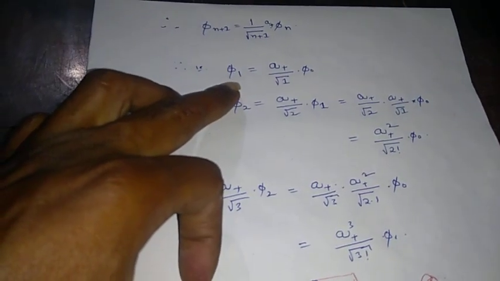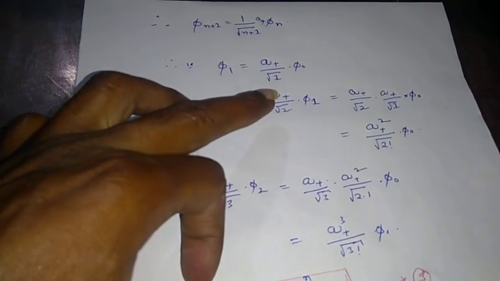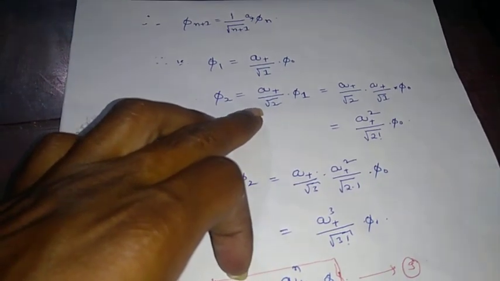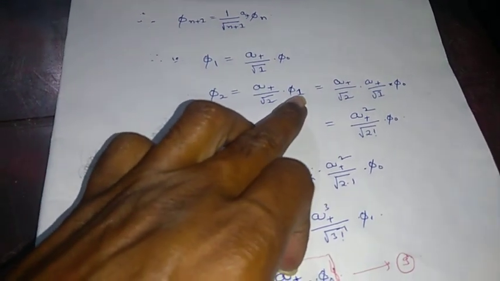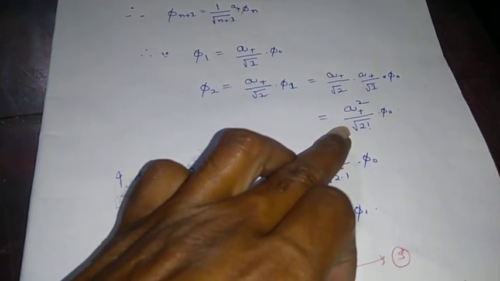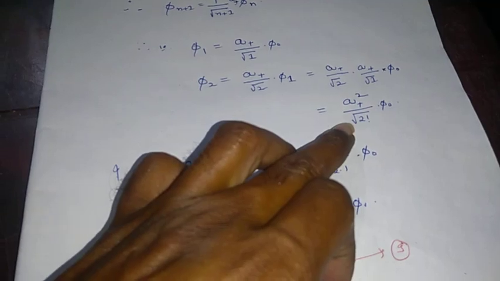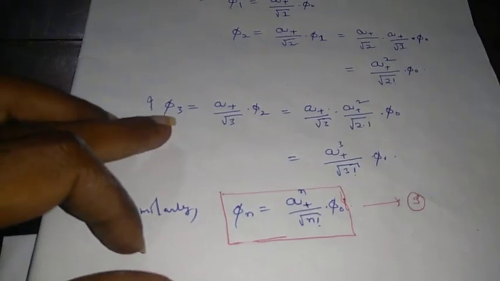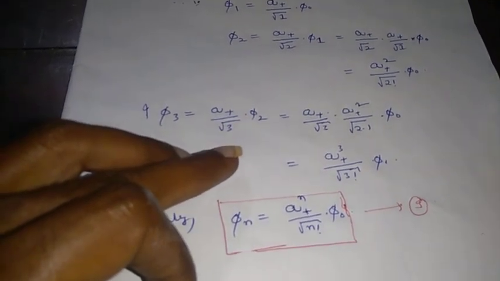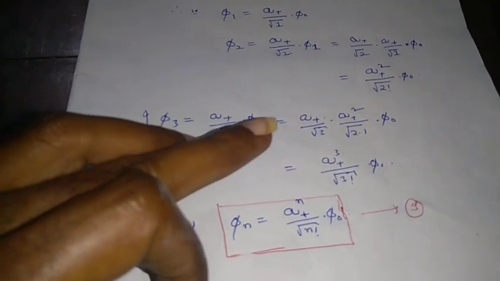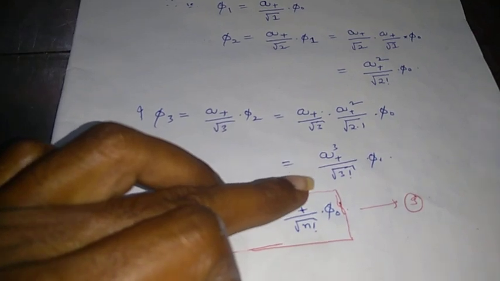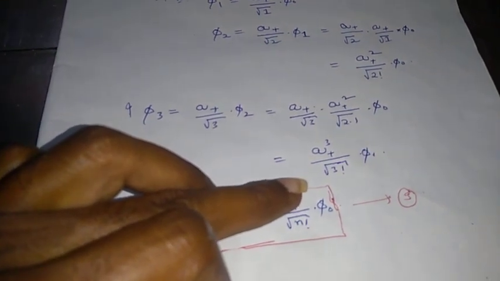And if you take n equal to 0, then phi 1 is equal to this, and phi 2 is equal to A plus acting on phi 1, but divided by square root 2. But in place of phi 1, if we substitute the expression that we had here, we get phi 2 is equal to A plus square divided by square root of 2 into phi naught. Similarly, we can write down that phi 3 is equal to A plus divided by square root 3 into phi 2. And in place of phi 2, if we substitute the thing that we had earlier, then phi 3 is equal to A plus cube divided by square root of 3 factorial into phi naught.